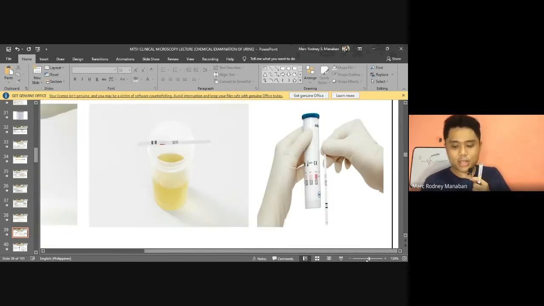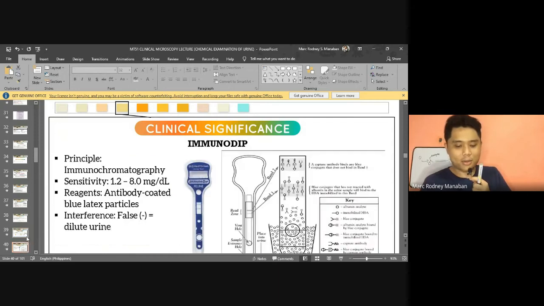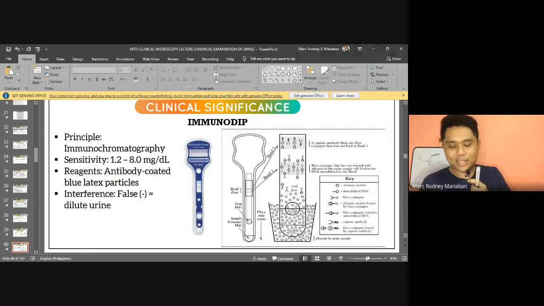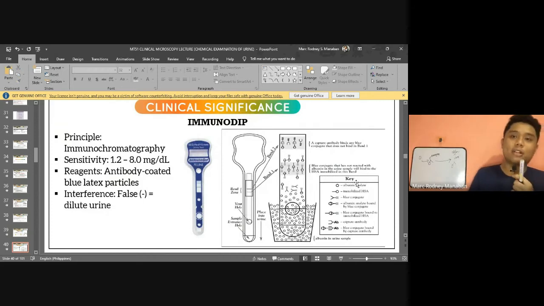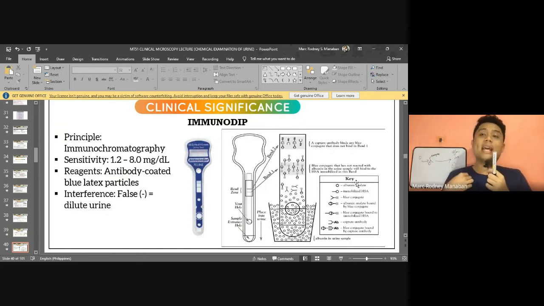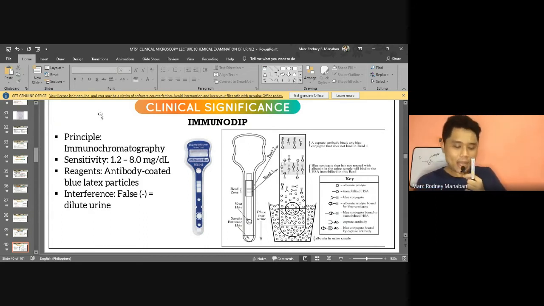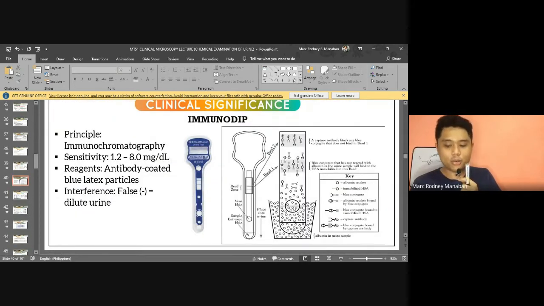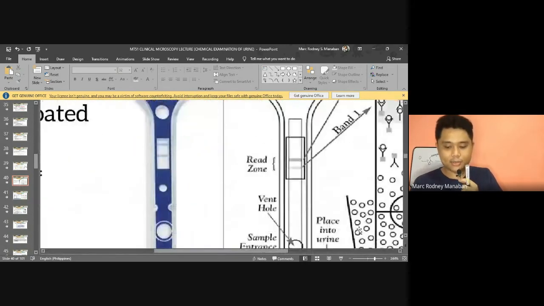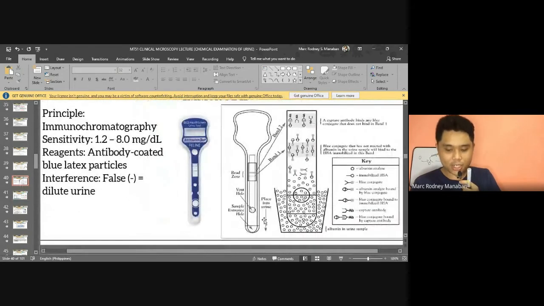So, your immunodip is actually the same principle in a way with your micral test. But this time, this is an immunochromatographic test, meaning gi-house siya sa test kit. Okay, so it's a test kit. Sensitivity is 1.228 mg per dL. The reagent still uses antibody-coated blue latex particles. And same interference, false negative is dilute urine. Why? Because kung dilute ang urine, medyo gamay na lang ang proteins or albumin, so medyo dili siya ma-detect, so ma-false negative. So here is the illustration, all right?